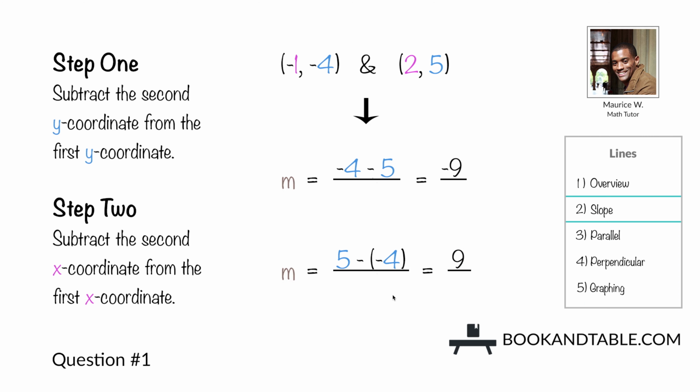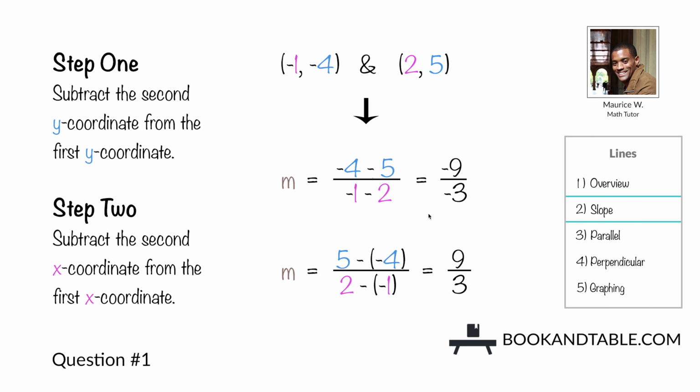Question number 1. We are given the points negative 1, negative 4, and 2, 5. Step 1, subtract the second y-coordinate from the first y-coordinate. So if you subtract this point from this point, you'll get negative 4 minus 5, which is negative 9. If you subtract this one from this one, you'll get 5 minus negative 4, which gives you positive 9 in the numerator, which is our change in y.